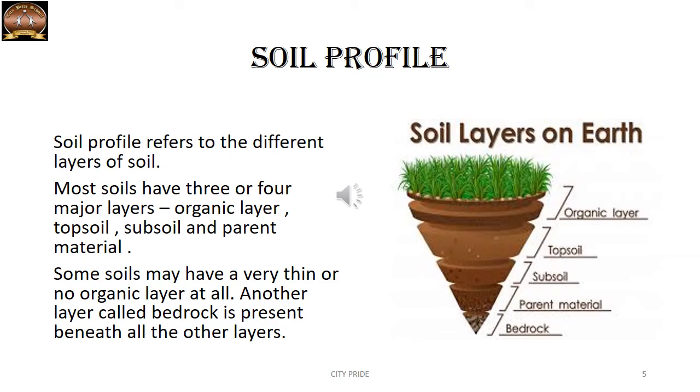The soil profile refers to the different layers of soil. Most soils have the major layers: organic layer, topsoil, subsoil, and parent material. Some soils may have a very thin or no organic layer at all, and another layer called bedrock is present beneath all the other layers. These are the basic layers of any soil, and we'll study each one of them now in detail.